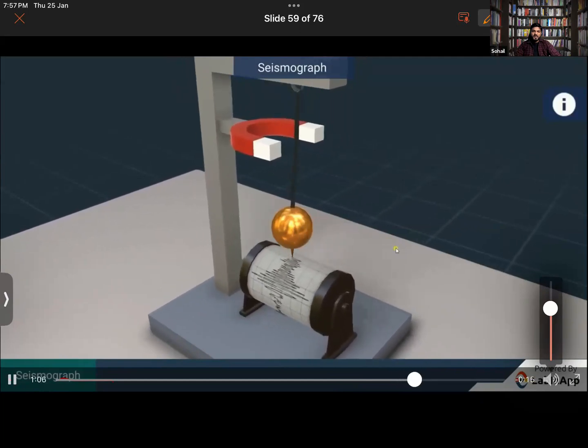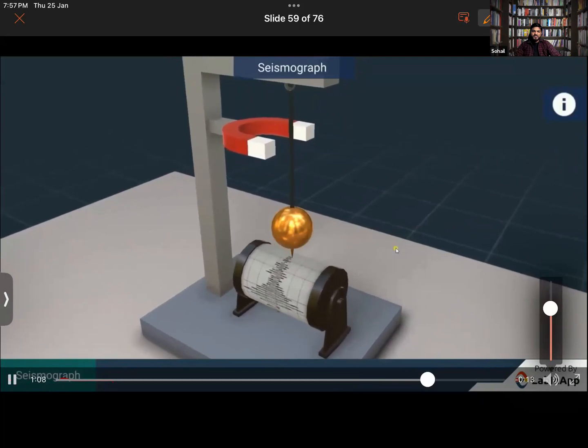See how the graph is drawn when the magnitude is too much.